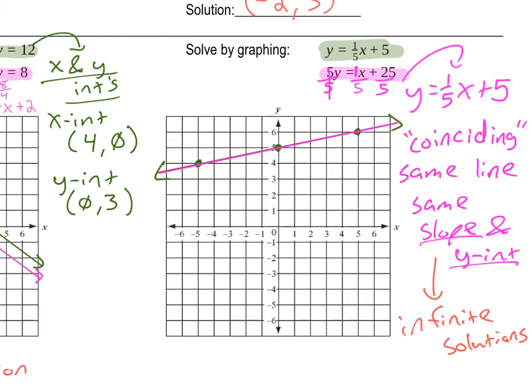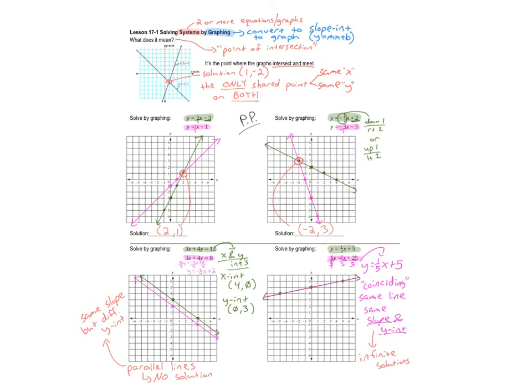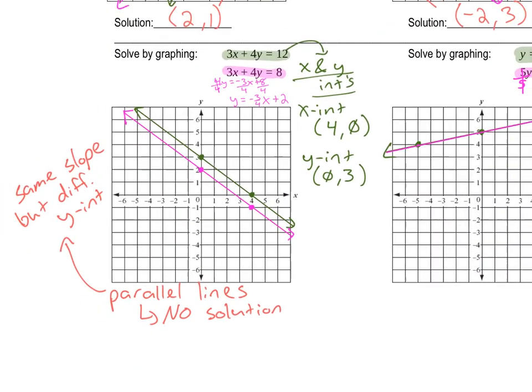We've now seen all three possibilities where we had parallel lines down below that had no solution. Let me zoom in. We had no solution.